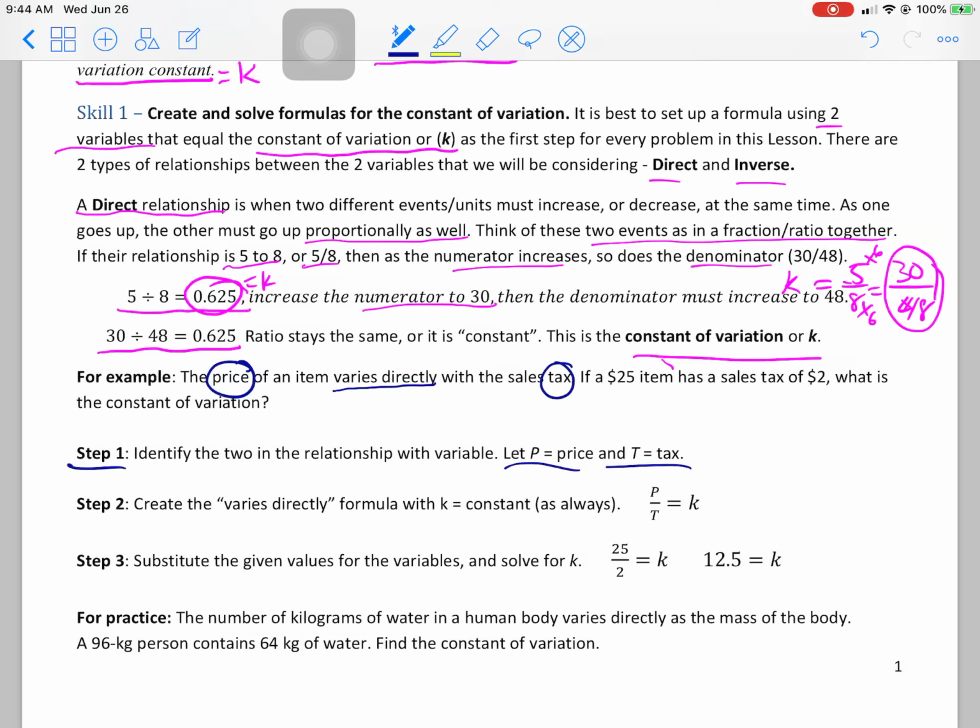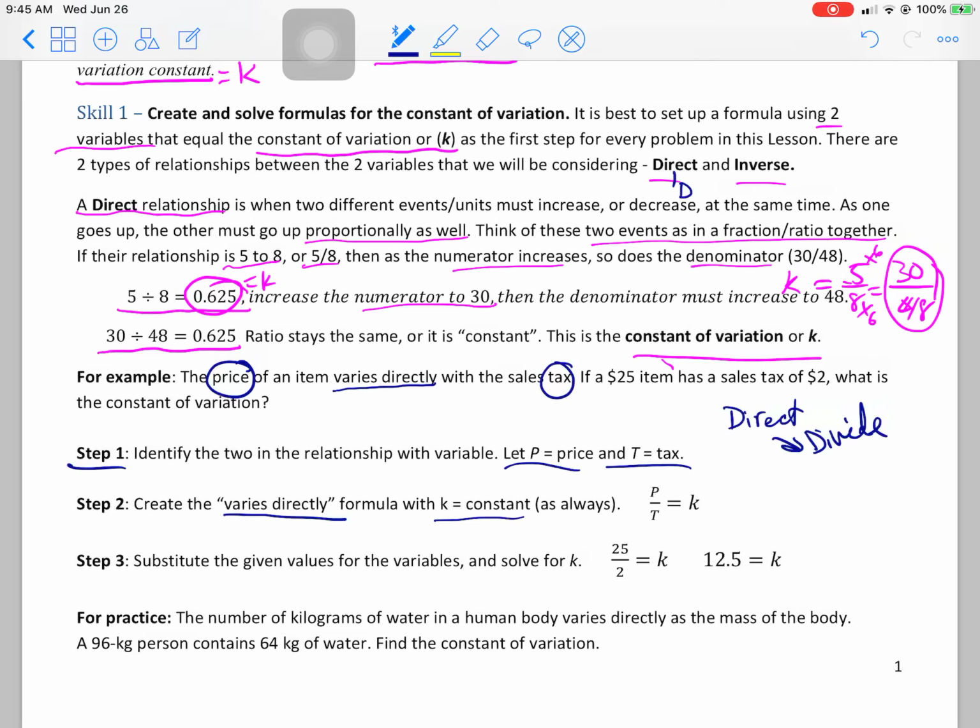Variables, as in the price, I'm going to give it a P. You get to decide unless the problem tells you. And tax is a T. Okay, those are the two variables. And then it says that they vary directly. So you always put the two variables with a constant every single problem. Okay? If it varies directly, that means it's a fraction. Okay? It's a division. The saying is varies direct means divide. Okay, that's some way some people remember it. D with D, okay?